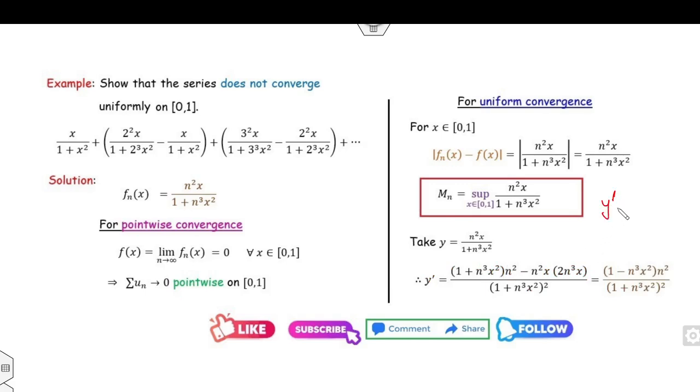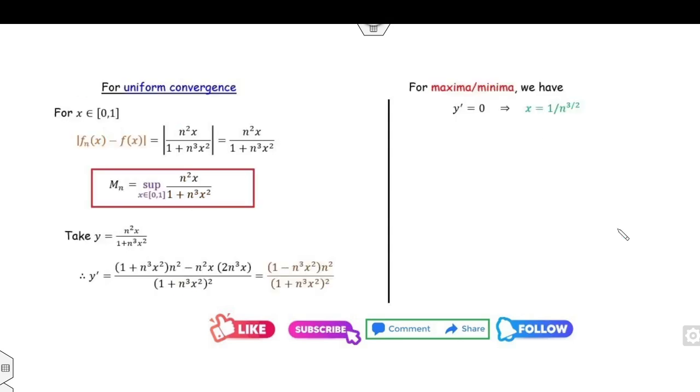Now y dash is 0. For the maxima and minima, y dash is to be 0. So the value of x is plus minus 1 over n raised to power 3 by 2. But my domain is the positive interval, so I can consider only the positive value. Then my target is to find the y double dash to be less than 0. But you can see it's very difficult to find the second derivative. Fine. Then the other way, the easiest way is I can use the first derivative test.